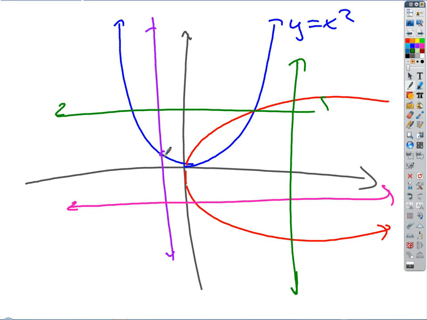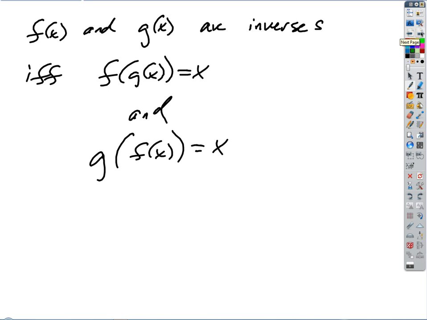But the red one is not. We could have predicted that the inverse of the blue one will fail by the horizontal line test. Exactly. All right, so now let's go back.